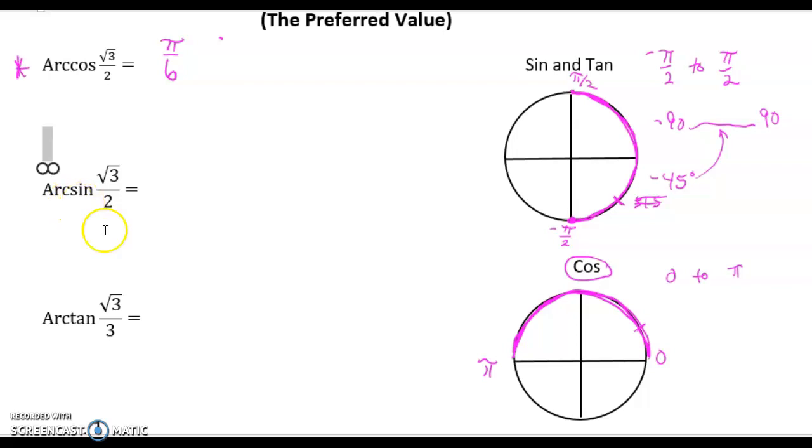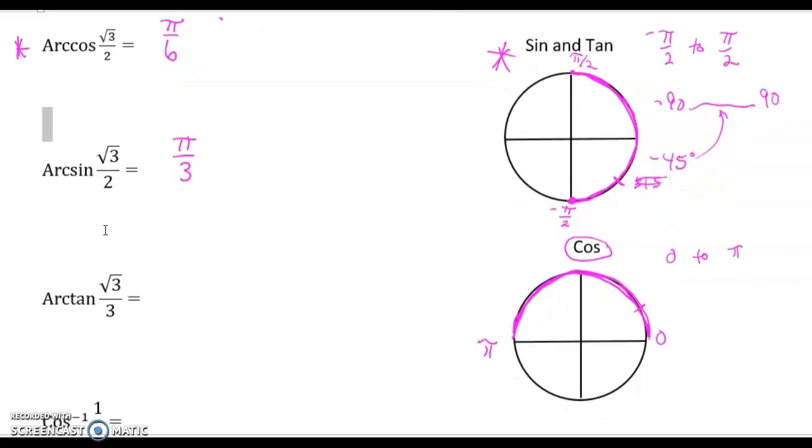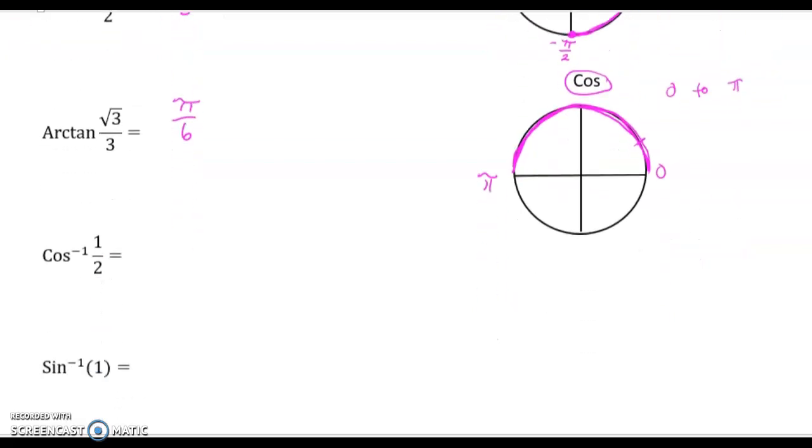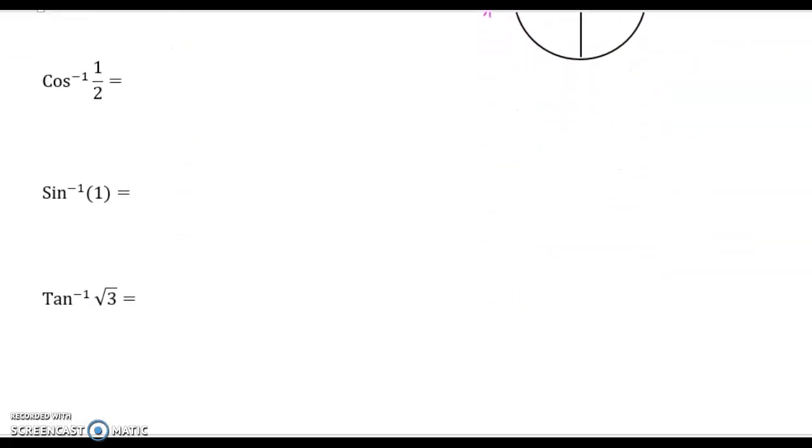Arc sine. So now I want to use this circle. What angle has a sine value of square root of 3 over 2 that's within that pink arc? That would be pi over 3. Let's move on. Arc tangent. Tangent and sine share the same restricted domain and range. Let me erase all that. Okay, arc tangent, square root of 3 over 3. So that would be right here at a 30, so pi over 6. These mean the same exact thing, just a different symbol.